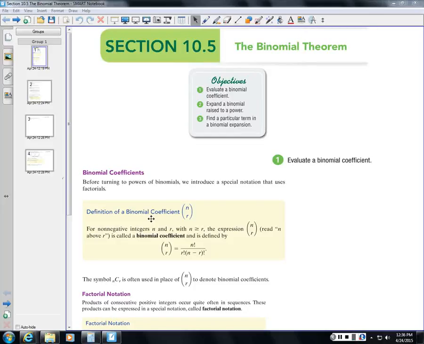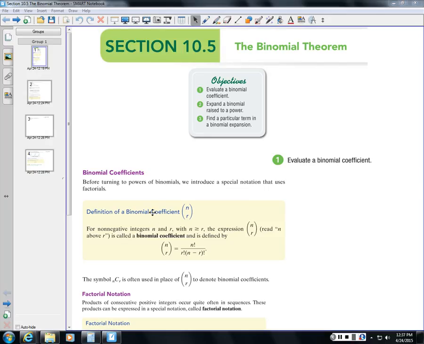Section 10.5 deals with the binomial theorem. And the binomial theorem deals with this concept of expanding out binomials. We've seen things like x plus 4 squared, and we know that that translates to x plus 4 times x plus 4. Or we can look at x plus 2 to the third power, and that's x plus 2 times x plus 2 times x plus 2.